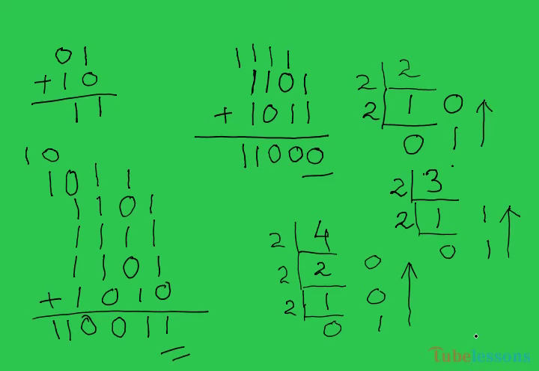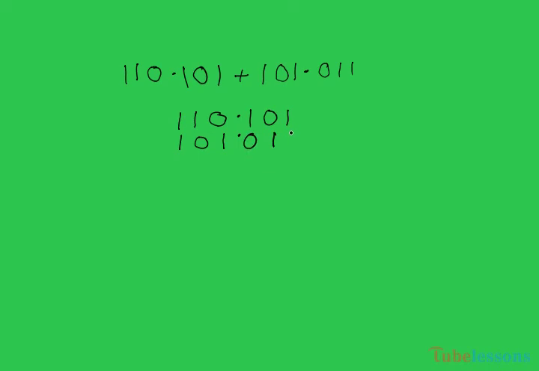Now what will we do when there is a fractional part? Add two binary numbers. One is 110.101 plus 101.011. Like decimal arithmetic, here also we will line up the points when we stack the numbers. So we need to write it like this one.